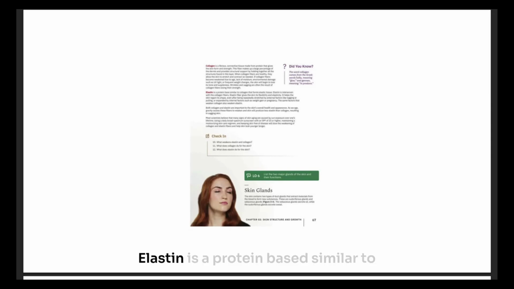Elastin is a protein base similar to collagen that forms elastic tissue. Elastin is interwoven with the collagen fibers. Elastin fiber gives the skin its flexibility and elasticity. It helps the skin regain its shape even after being repeatedly stretched by external factors like tugging or pulling, or expanding by internal factors such as weight gain or pregnancy. The same factors that weaken collagen also weaken elastin.